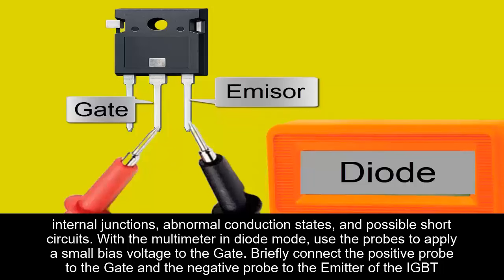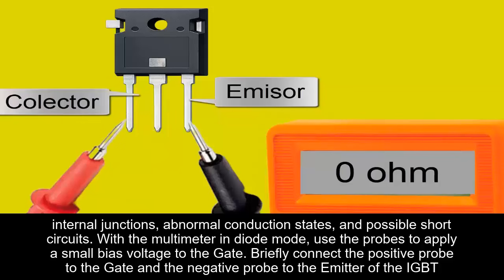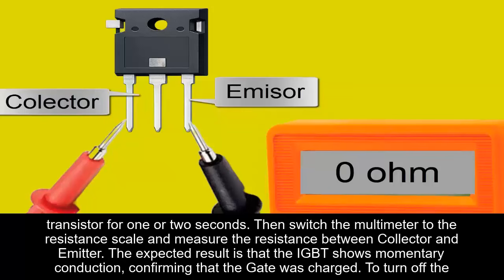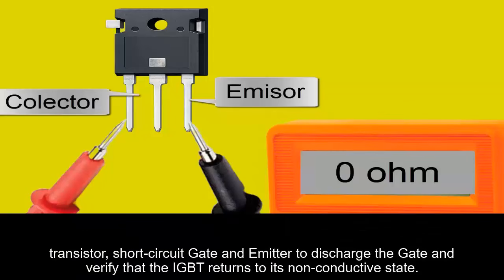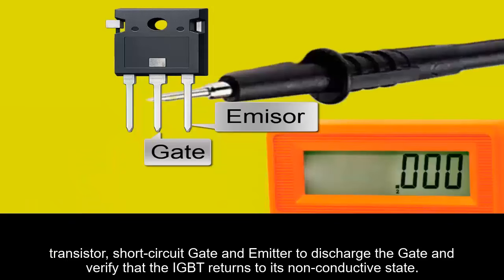With the multimeter in diode mode, use the probes to apply a small bias voltage to the gate of the IGBT transistor for 1 or 2 seconds. Then switch the multimeter to the resistance scale and measure the resistance between collector and emitter. The expected result is that the IGBT shows momentary conduction, confirming that the gate was charged. To turn off the transistor, short-circuit gate and emitter to discharge the gate and verify that the IGBT returns to its non-conductive state.